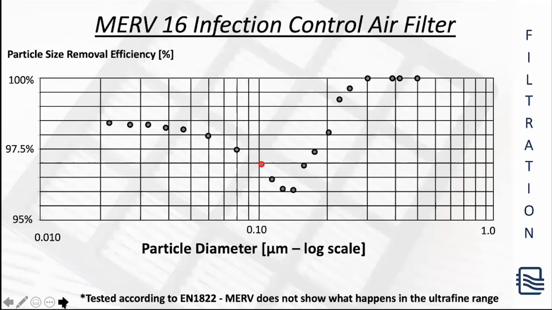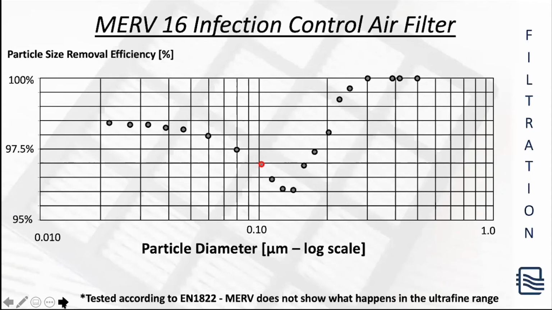And so there's another test, which is a lot more common in Europe, called the EN 1822 test. Because MERV does not show the ultrafine particle range, that's why the EN 1822 test exists. And with this particular filter, we can look at a particle at 0.1 microns, the size of the coronavirus, and actually see how efficient that filter can be.